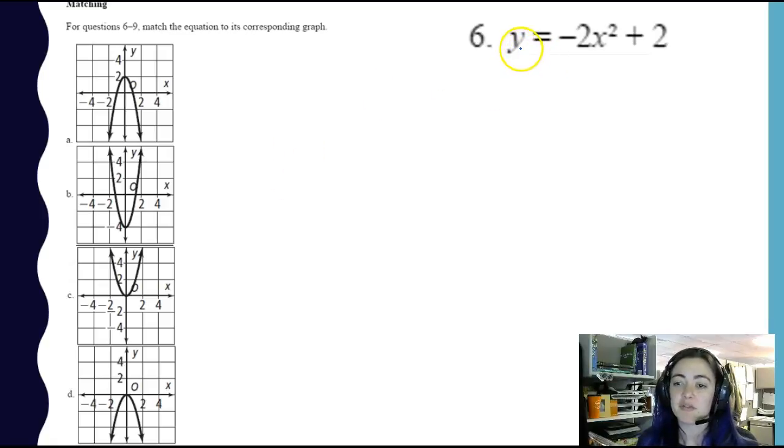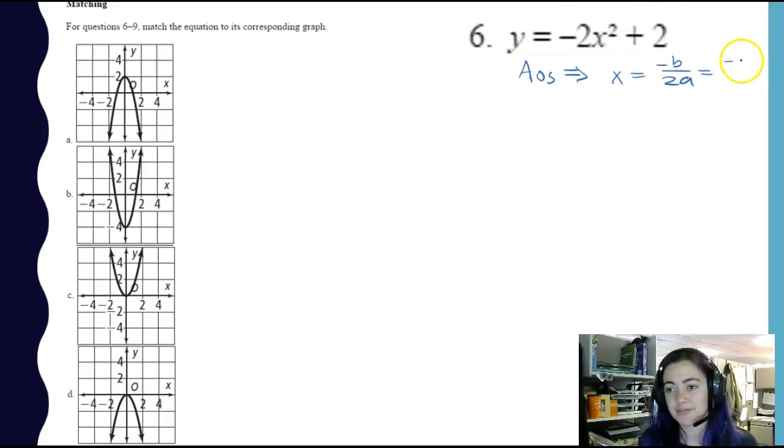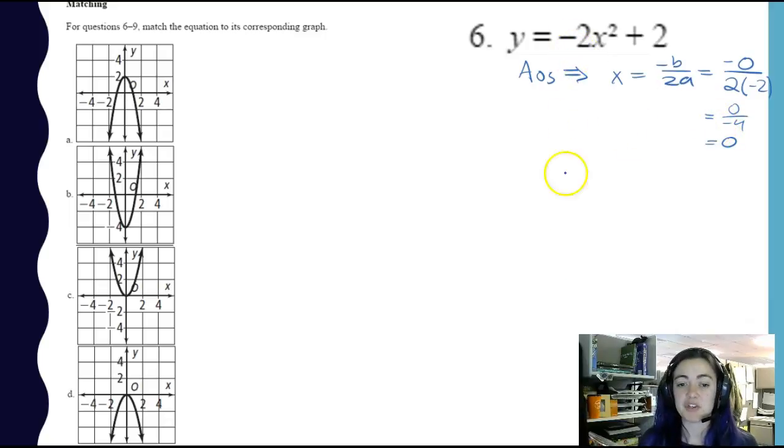So for number 6, we have y is equal to negative 2x squared plus 2. There's many ways that we can match the graph. You can go through the axis of symmetry, which I think Mrs. Hool writes as AOS. Remember, that's when x is equal to negative b over 2a. In this case, b is the coefficient before the x term. There isn't an x term, so it's 0. 2 times a, the coefficient of the x squared term, so that's negative 2. So we have 0 divided by negative 4, or 0. So the axis of symmetry is at 0.